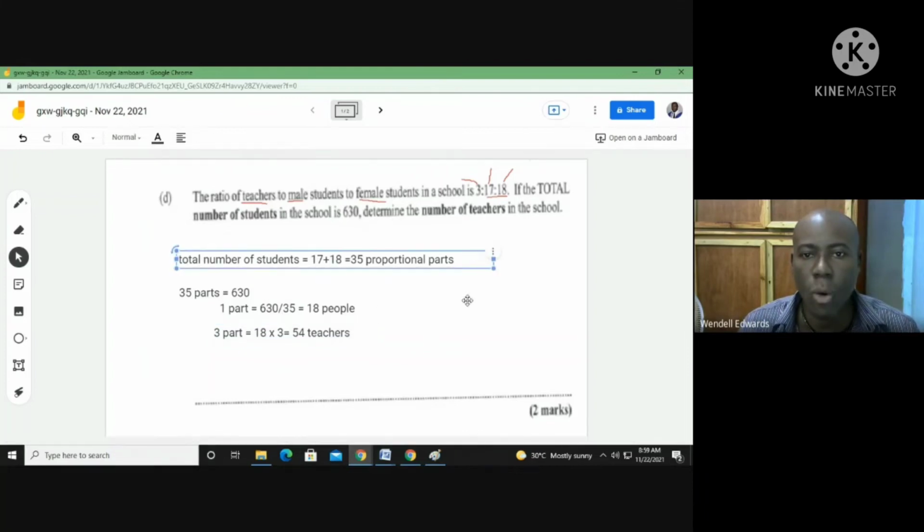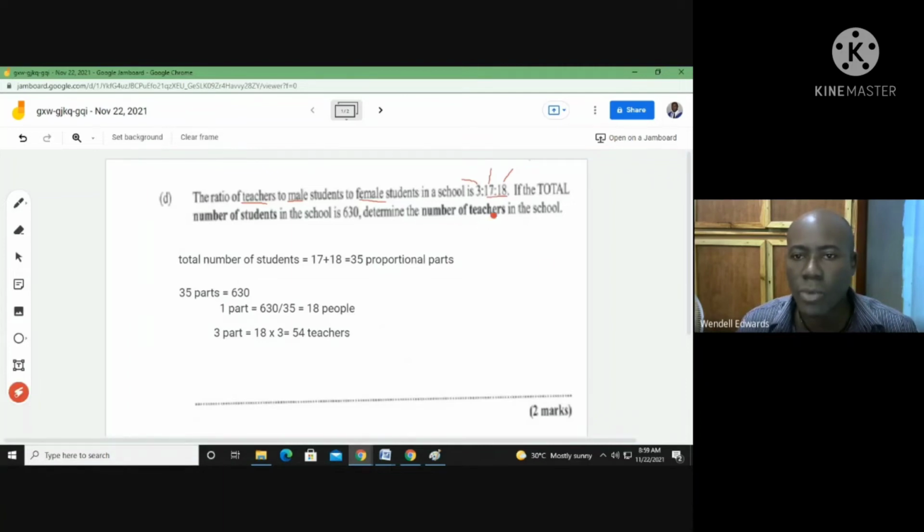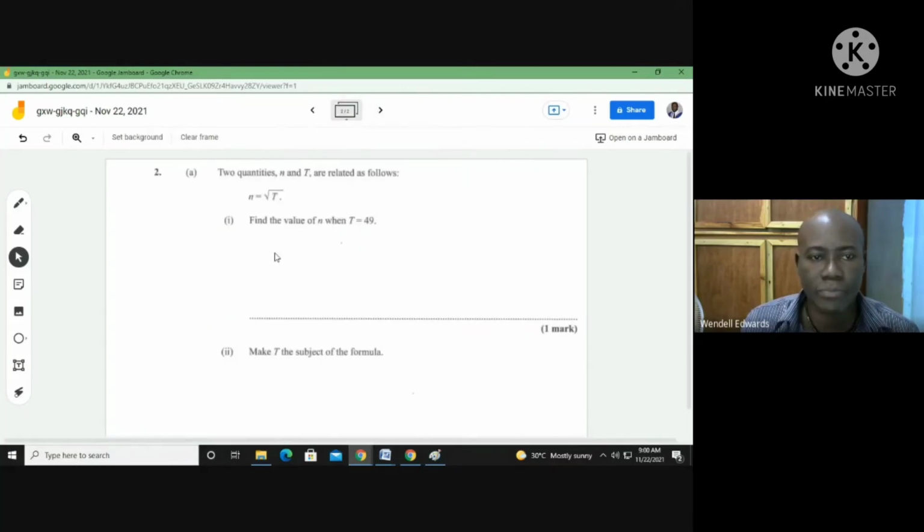All right. Then I hope everybody understands that, because the clue that we got started with the students, which is 17 and 18. You put that together, that's 35. So 35 proportional parts was this, because we're told that this is the number of students. And from that, you could have picked up the one part, and then we find the number of teachers, right? Good. 3 parts. All right, very good. Let's go to the next question.